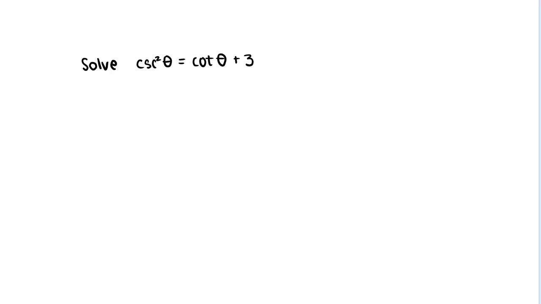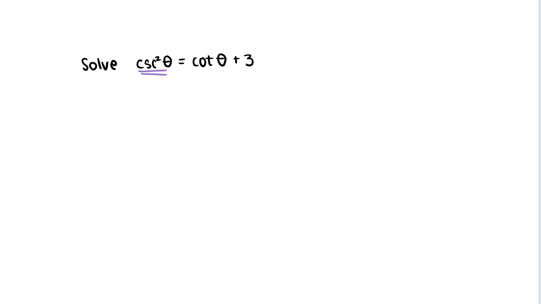So here I have another example. Cosecant squared of theta is equal to cotangent of theta plus 3. I want to figure out what values of theta make this equation true. And here I've got two different kinds of trigonometric functions in this equation, so it makes it a little bit more challenging to try and solve this equation. But one thing we can do here is notice that cosecant squared, we have an identity for cosecant squared of theta.